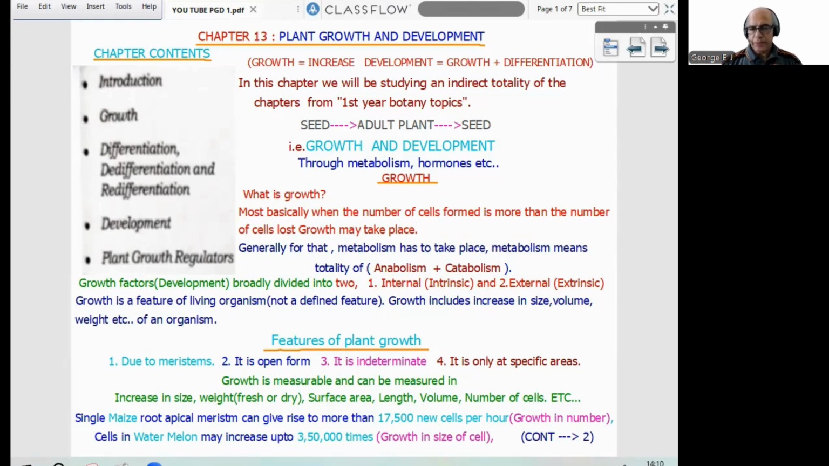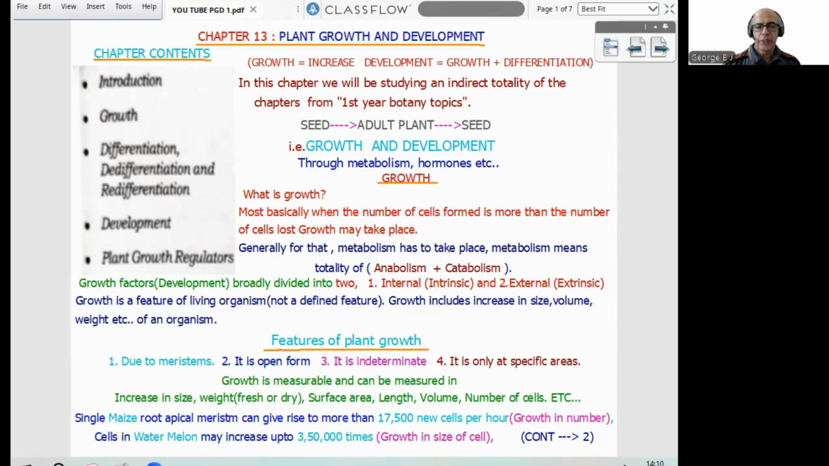In this chapter, we'll be dealing with the content of many other chapters, a combination of different aspects from different chapters, and all of that will be discussed here. So in a nutshell, it deals with a seed becoming an adult plant, and again from that plant, seed. That is what is called growth and development. It mainly takes place through metabolism and is controlled by hormones. So we can proceed to the term growth.